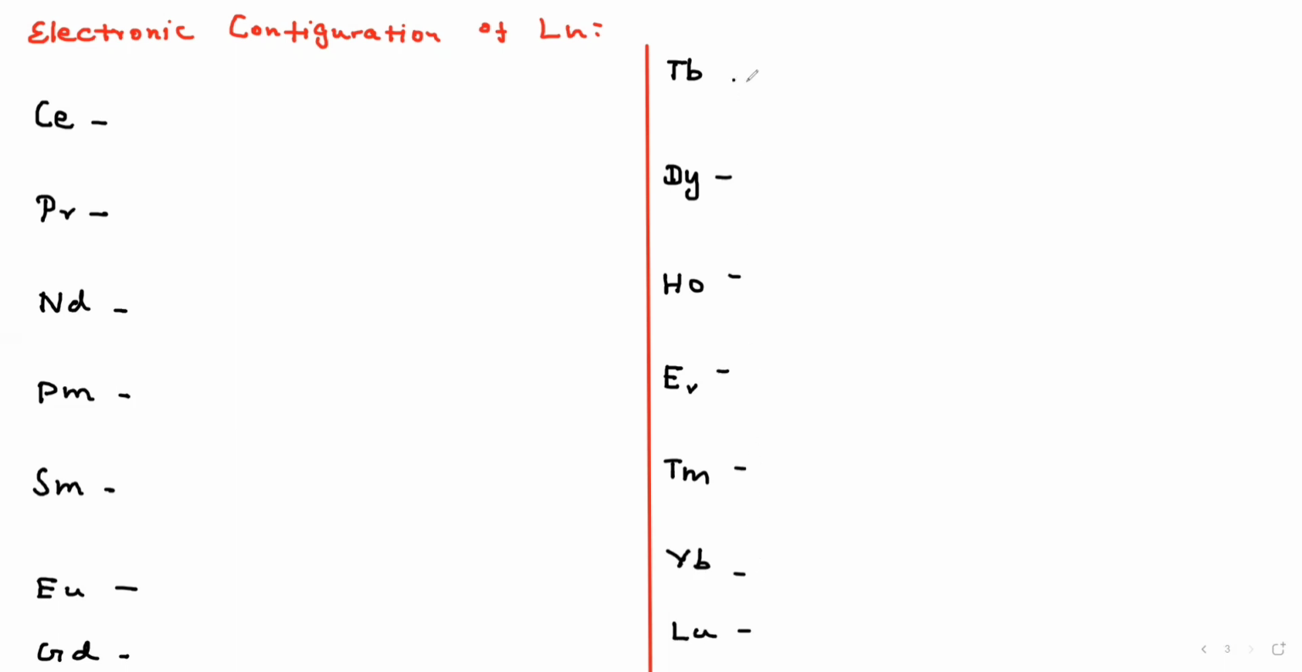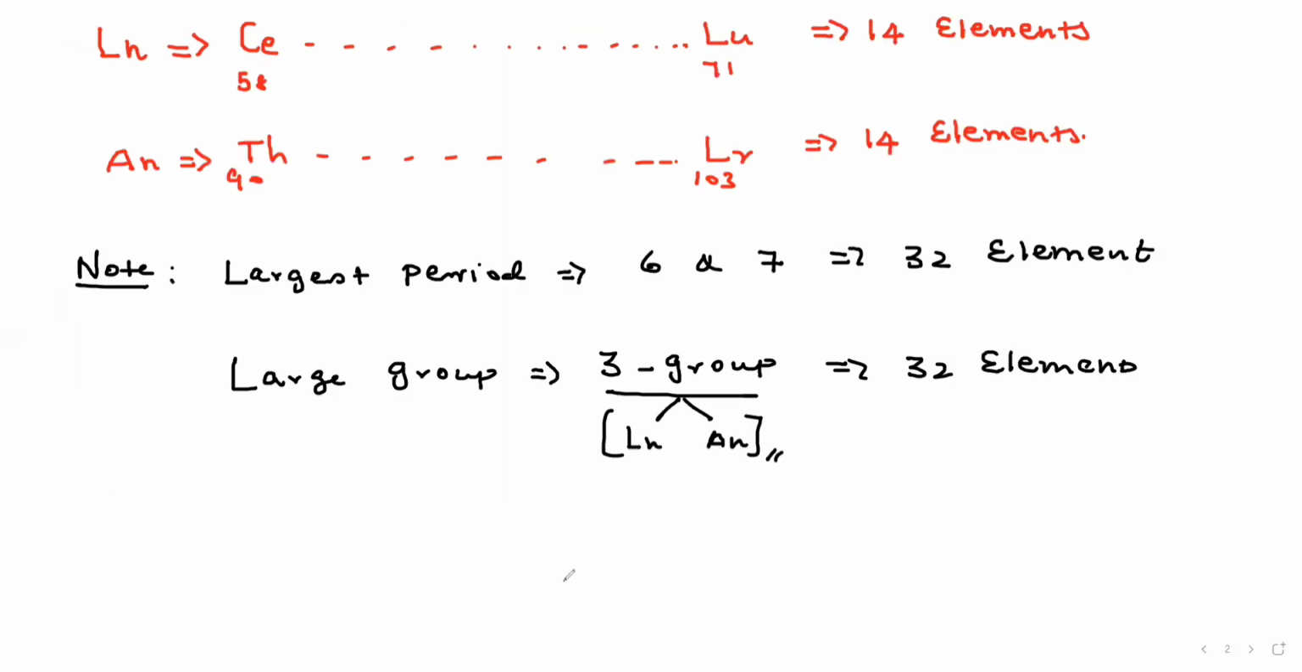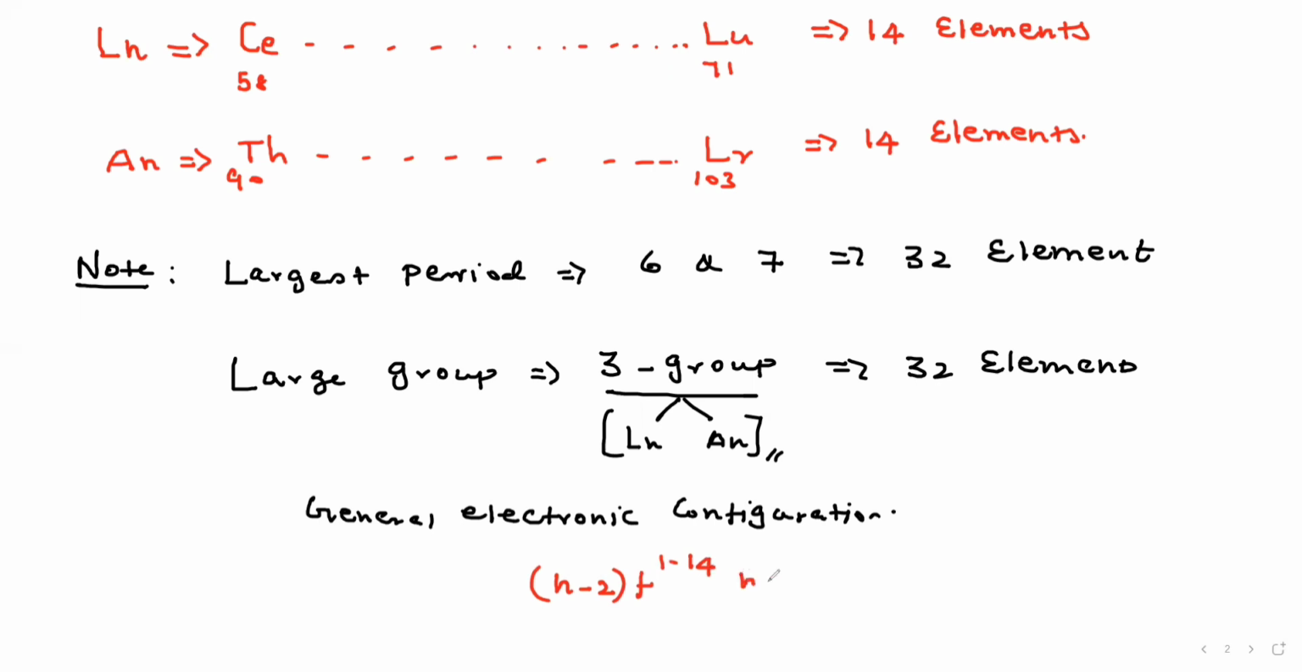Now students, listen. What is the general electronic configuration? Please note here: the general electronic configuration of f-block elements is (n-2)f1 to 14, (n-1)d0 to 1, ns2. Understand? Here (n-2) should be 4f for the 4f series. Lanthanides are 4f, actinides are 5f.